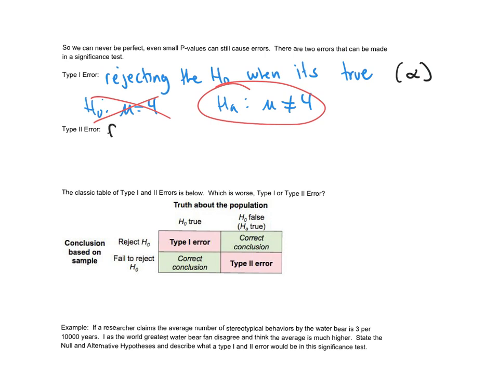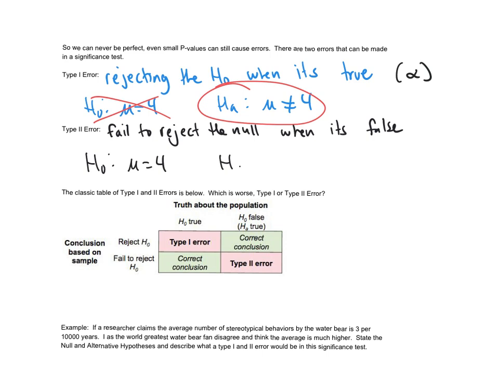A type 2 error is when we fail to reject the null when it's false. So if the null was false, let's use the same set of hypotheses. Mu equals 4, alternative mu not equal to 4. If the first statement's false, if mu really isn't 4, then we should reject that and claim this one. If we fail to reject when the first statement's actually false, then that's what we call a type 2 error.